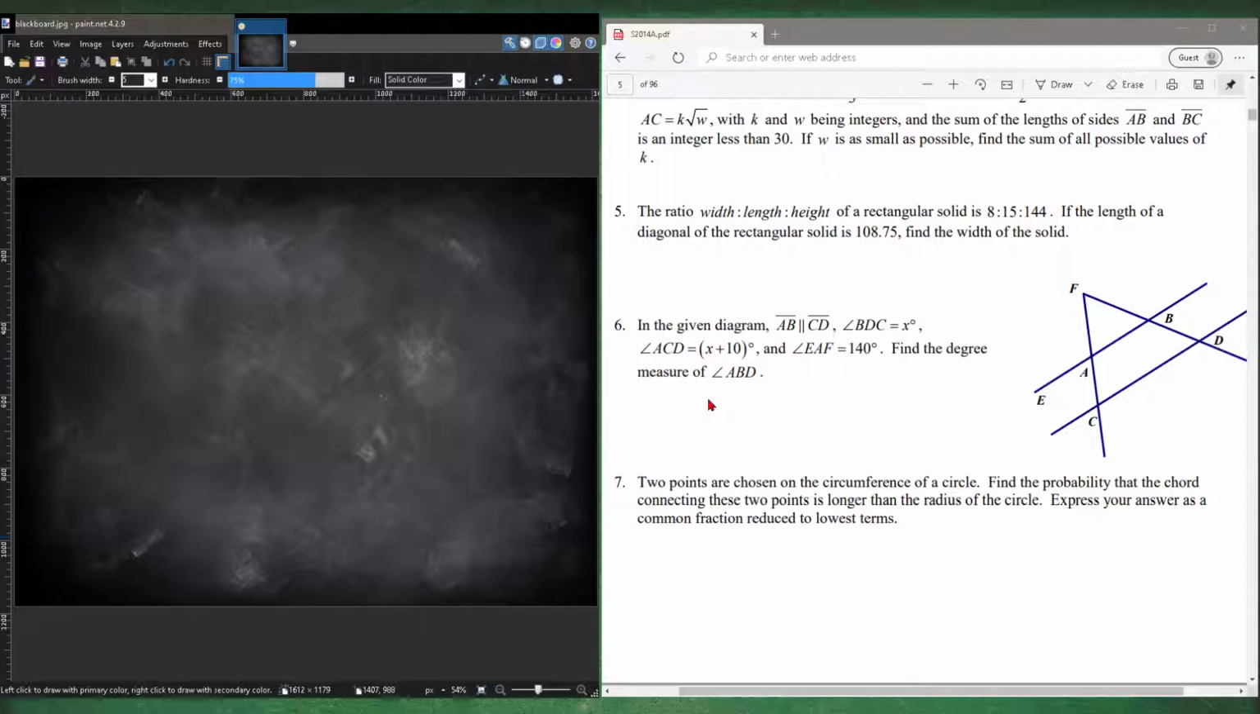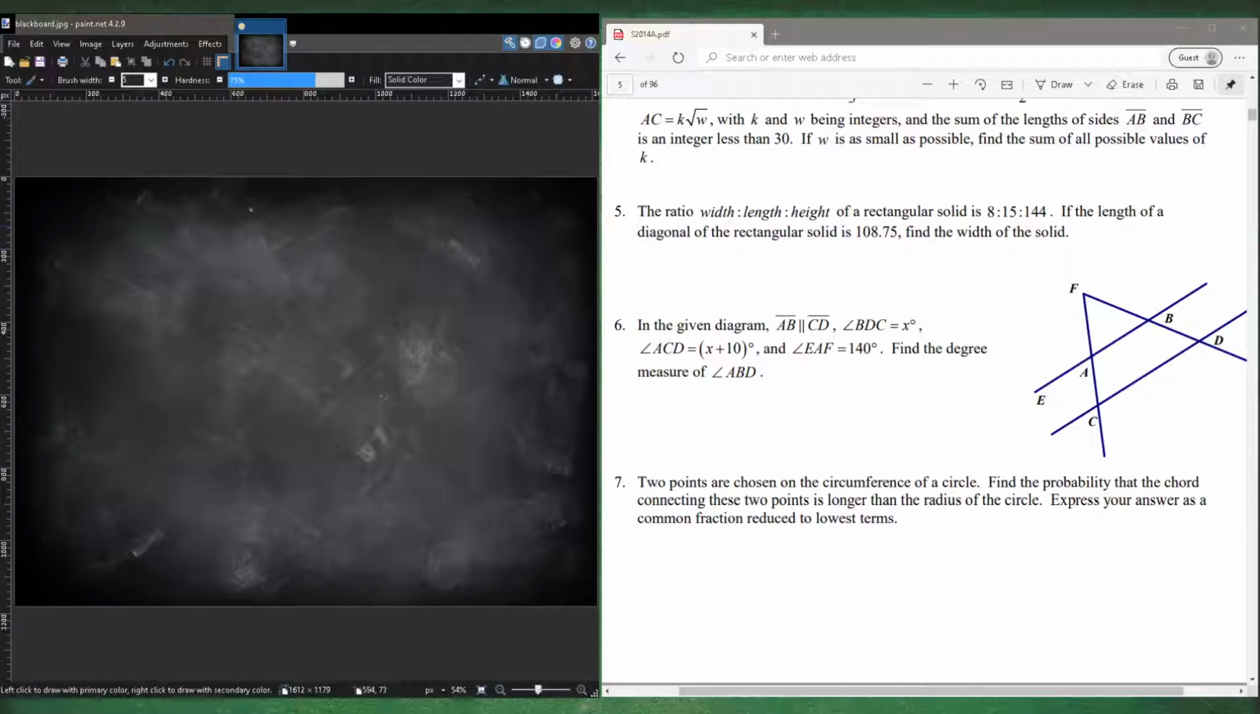Okay, number 5. The width, length, height of a rectangular solid is 8, 15, 144. The length of a diagonal of a rectangular solid is 108.75. Find the width of the solid. So the diagonal of a solid is just going to be the width squared plus the length squared plus the height squared, and then square root the entire thing. And that will get your diagonal.